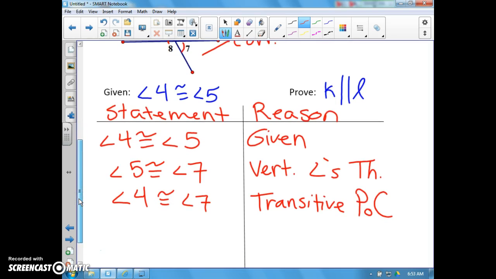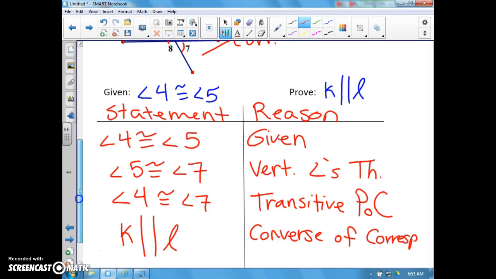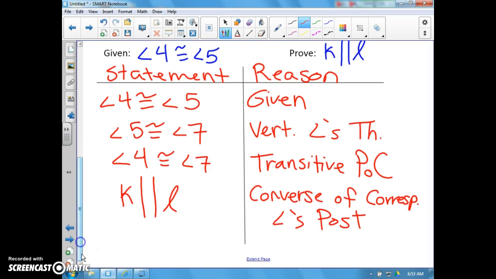Well, now I've got a pair of corresponding angles that are congruent, which means that I can now prove that K is parallel to L because the converse of the corresponding angles postulate allows us to do so. So because we have a pair of congruent corresponding angles, the lines must be parallel. And I am done with my proof.